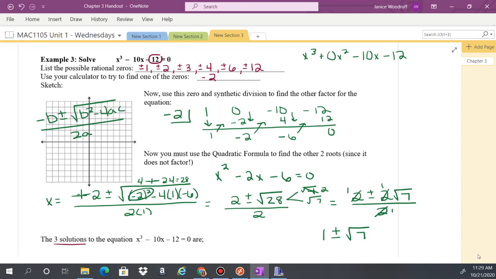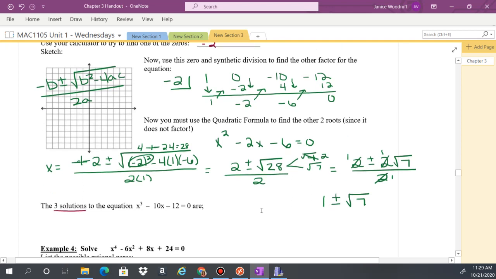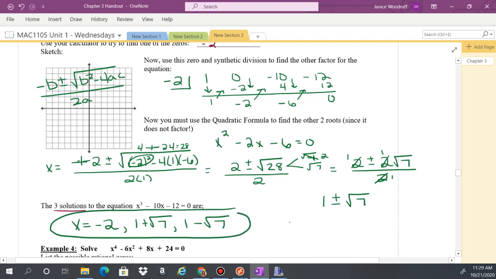So my 3 solutions. Anytime you have to go down to the quadratic formula, you're going to have either radical solutions or imaginary solutions. Those are going to come in pairs because of the plus or minus. So there will always be 2 of those. So you've got 3 solutions. You've got x equals negative 2, the first one we found, and then 1 plus root 7, 1 minus root 7. I don't care if you use the plus or minus sign. Sometimes they'll be written completely out.